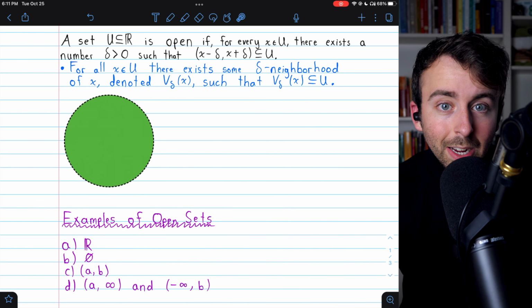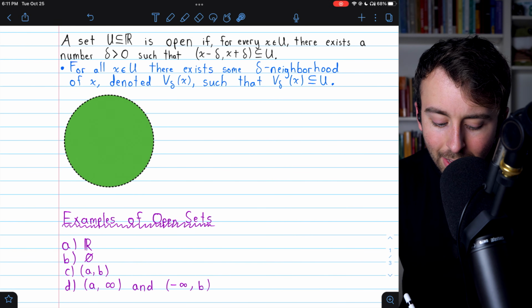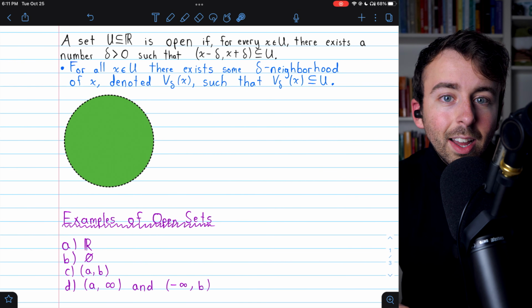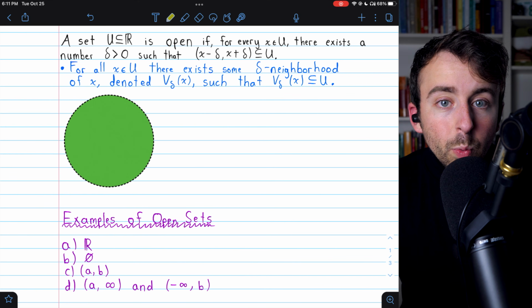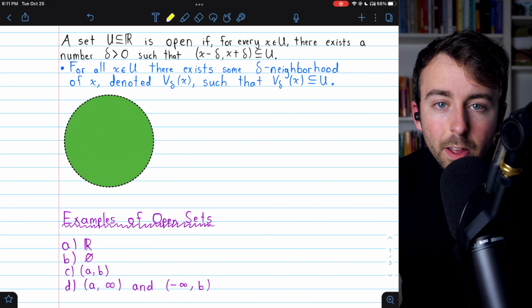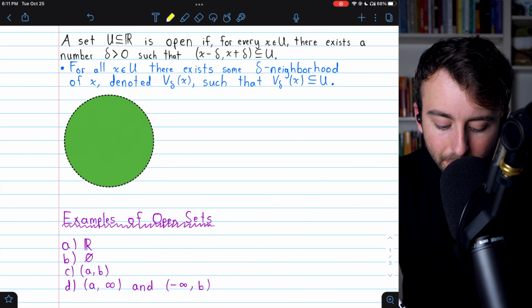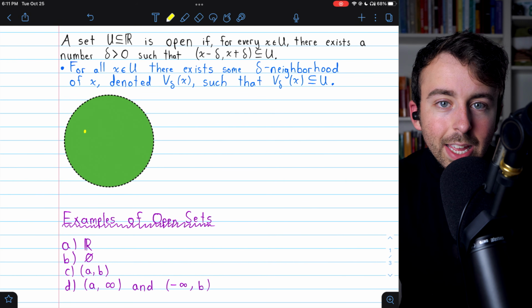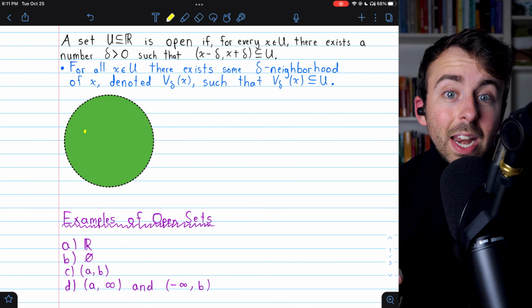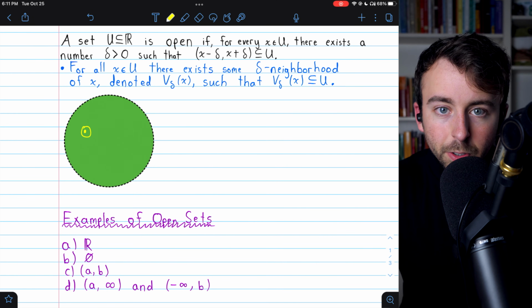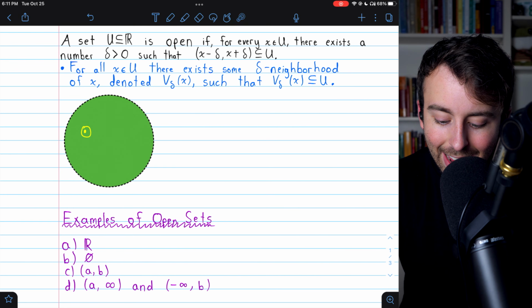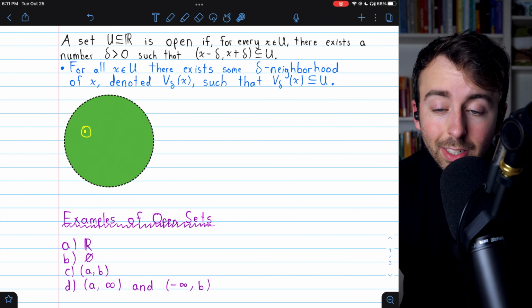So for a picture example of an open set, consider this disk. A disk is the region bounded by a circle. We can think of this as an open set because any point that you give me from the disk, say you give me this point here, I can find some neighborhood around this point, just represented by another circle, that is entirely contained in the disk. So the disk is open.